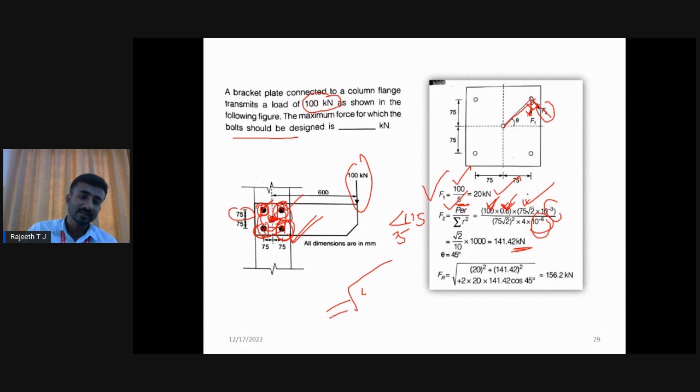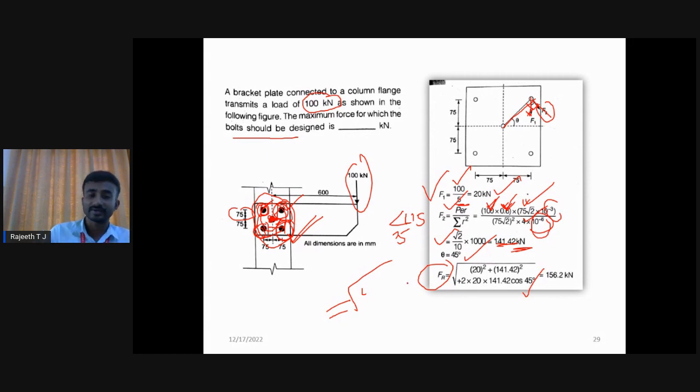If you take center 1, what is your x distance? 0. What is your y distance? 0. That's why they have taken only the extreme bolts as 4. So if you calculate the F2 value, your F2 value here is 141.42 kilonewton, where theta equals 45 degrees, and therefore your resultant force will be F1 square plus F2 square plus 2 F1 F2 cos 45 degrees. So for 45 degrees, tan theta equals opposite by adjacent. Opposite is what?